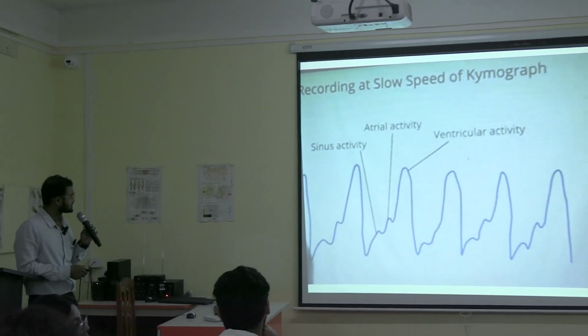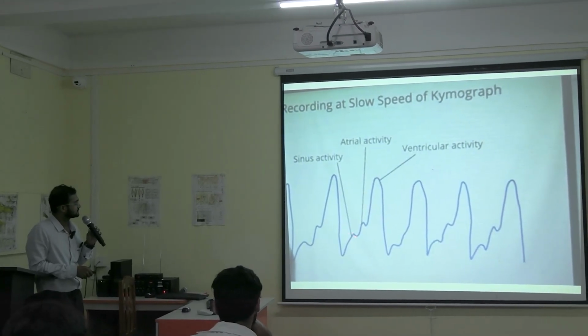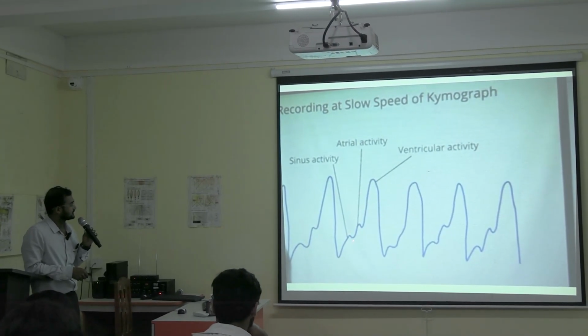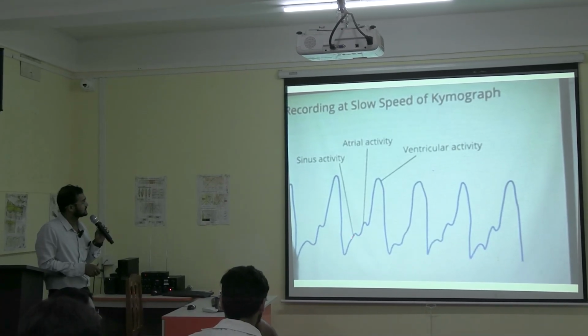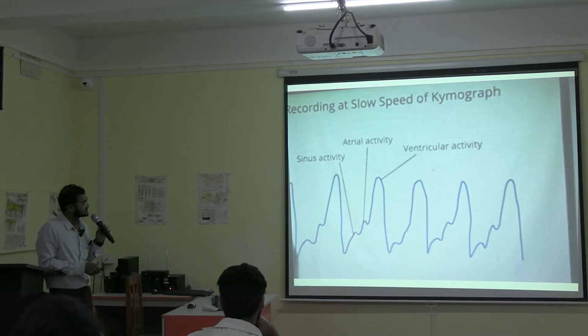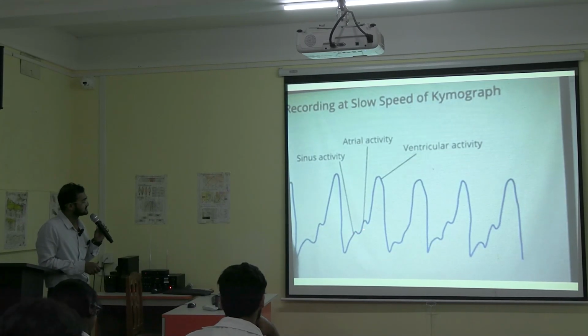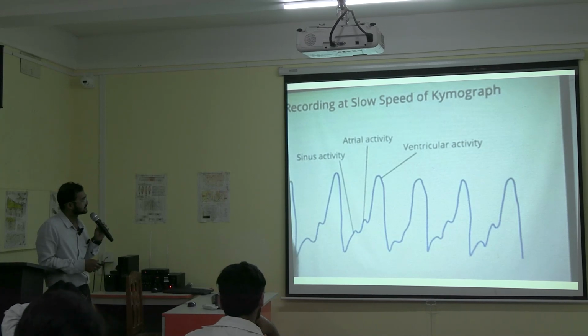So here we can see the sinus activity, as I told. From here the systole will start, the sinus venosus part. Then the atrial systole and then atrial diastole. This is the systole and diastole. Again, this is the ventricular activity, this is the ventricular systole and this is the ventricular diastole.